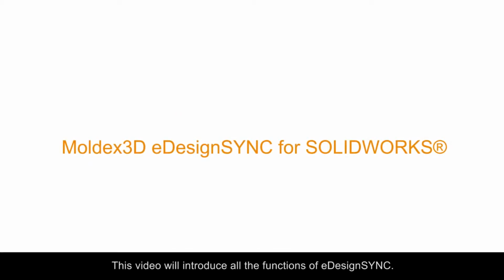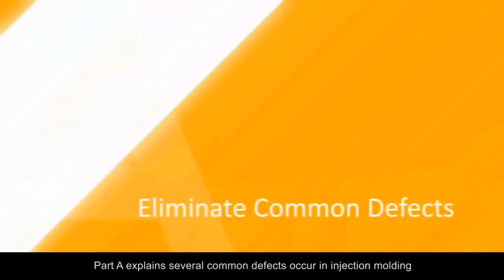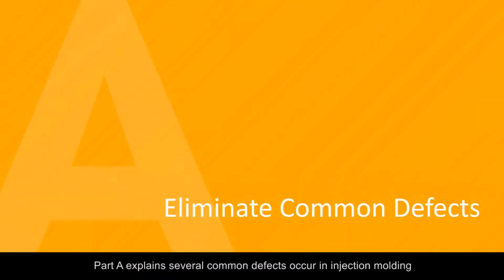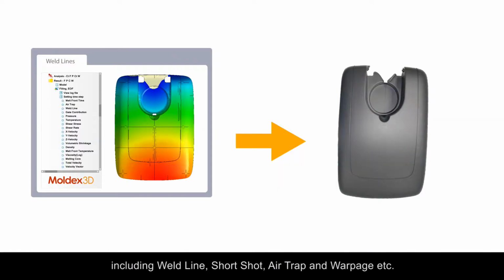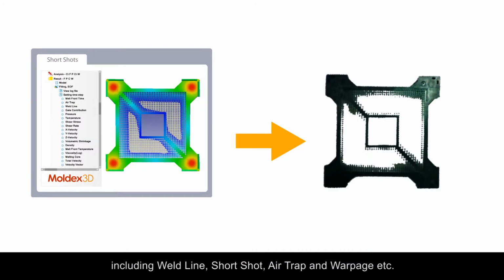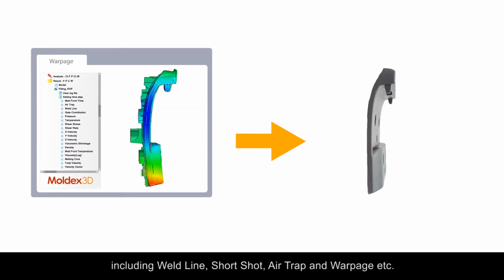This video will introduce all the functions of eDesignSYNC. Part A explains several common defects that occur in injection molding, including weld line, short shot, air trap, and warpage.